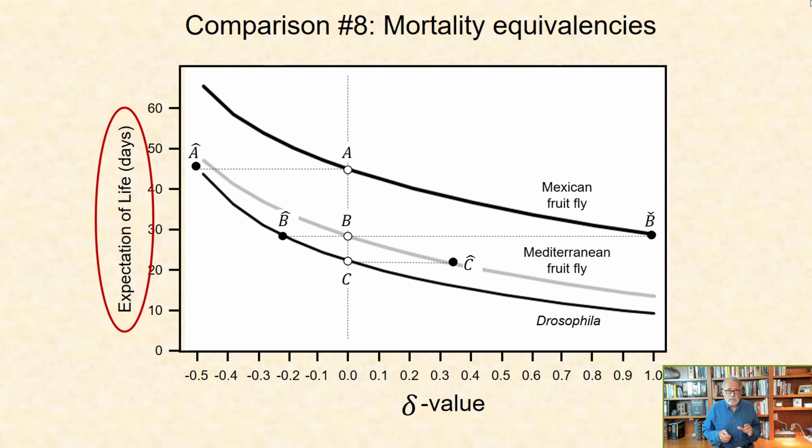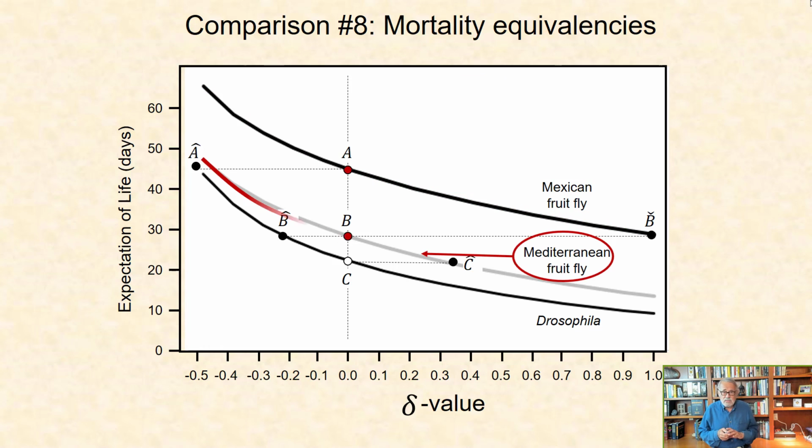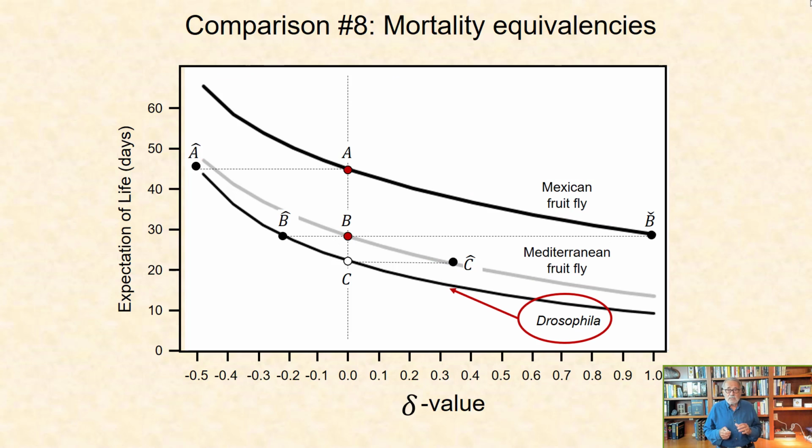The top, middle, and bottom lines are the outcome of adjusting delta through the full range from minus 0.5 to 1.0 for the mortality schedule of each of the species to compute the adjusted expectation of life at emergence as an adult at each intermediate value as well.